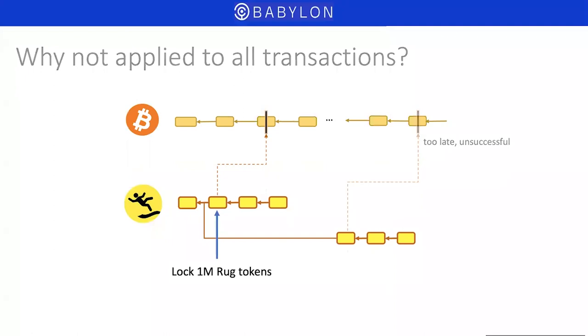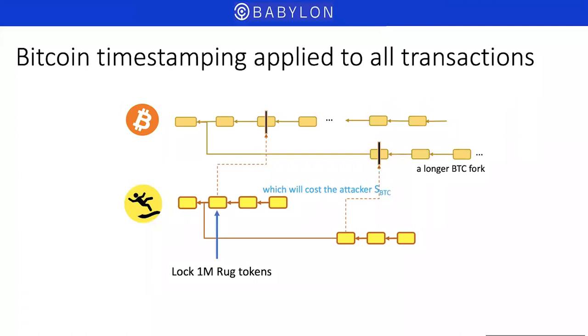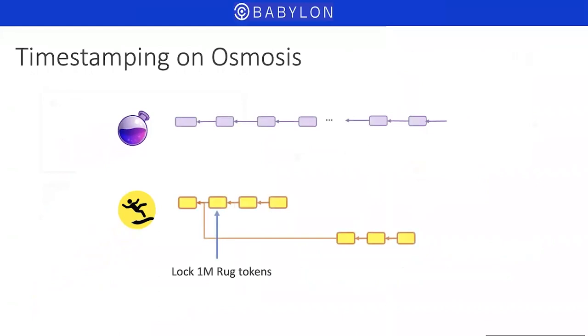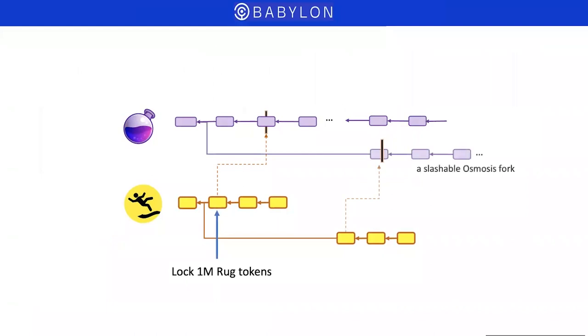All right, so now, instead of thinking about timestamping to Bitcoin, which is very slow, I now timestamp to Osmosis, which is a proof of stake chain, which is much faster. So to wait for double confirmation, all I need to wait for is to confirm.